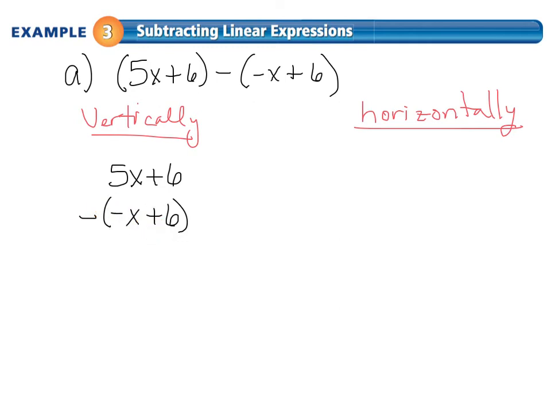So if you remember what you have to do, you have to add the opposite. Remember, if you do 5 minus negative 3, that means you're taking 5 plus 3. It's the same thing here. We actually are going to get 5x plus 6. We add the opposite of everything. So what's the opposite of negative x? It's positive x. What's the opposite of positive 6? It's negative 6. We are adding the opposite.